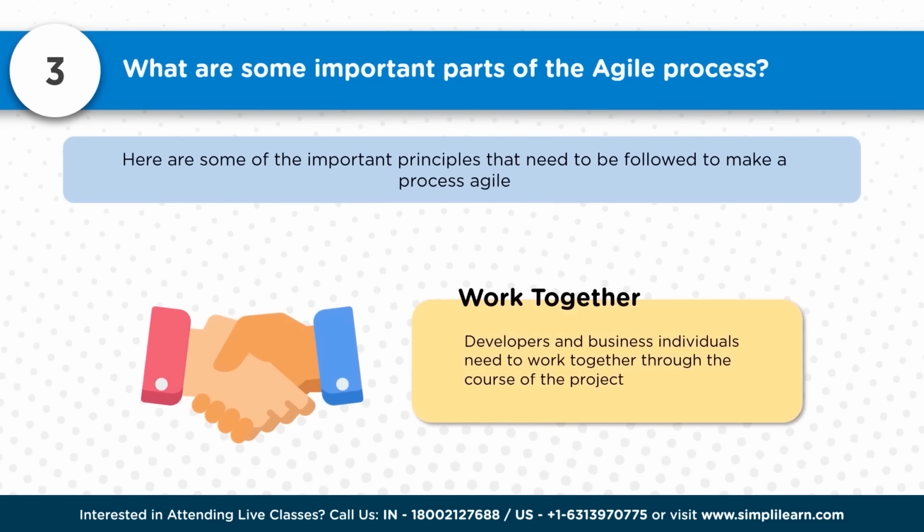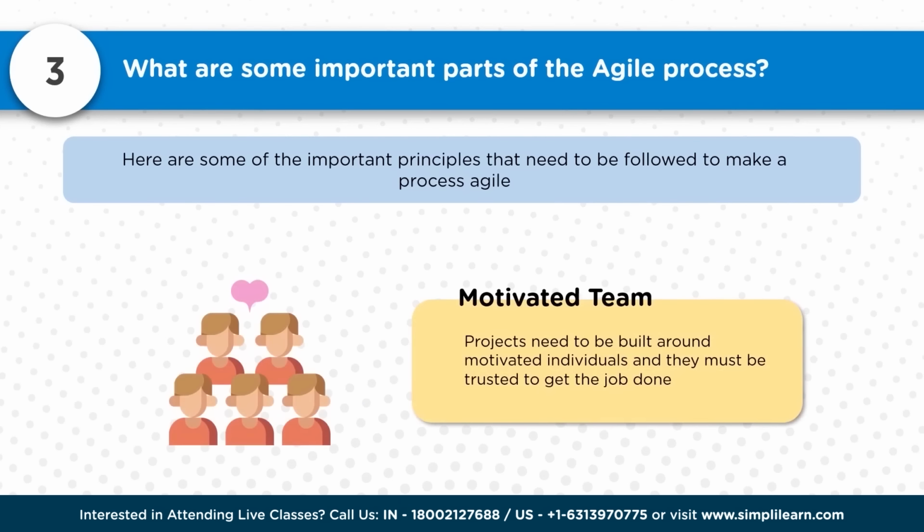Work together. The agile manifesto emphasizes working together, collaboration, so that each one of them contributes. Developers and business individuals have to work together through the course of the project, so that the necessary outcome can be created. So, motivated team. Projects need to be built around motivated individuals, and they must be trusted to get the job done. As I mentioned in the previous point, collaboration is very important. We cannot ignore the team who is actively involved in creation of those products. They should be motivated, and their active involvement is very much required.